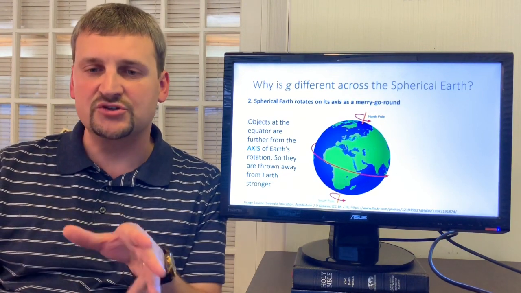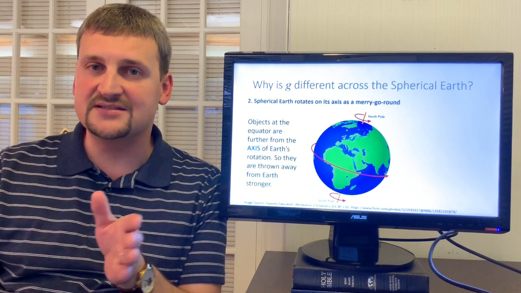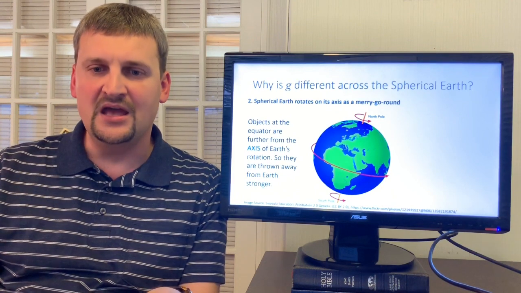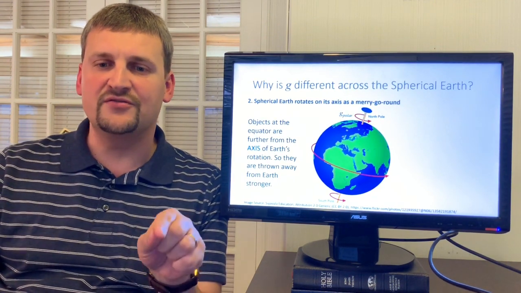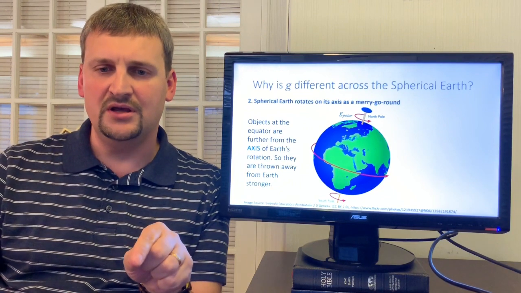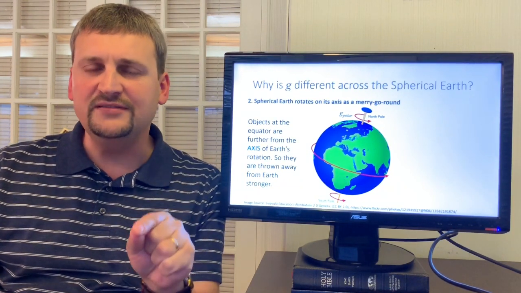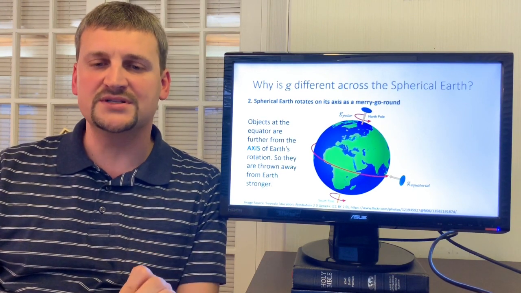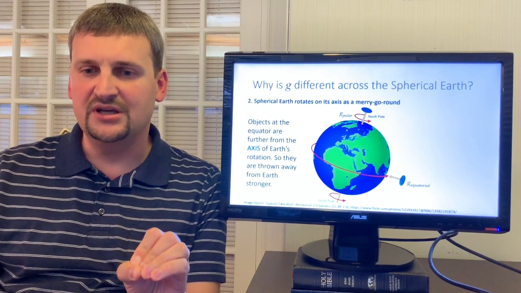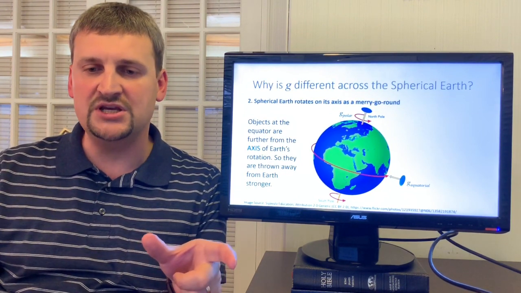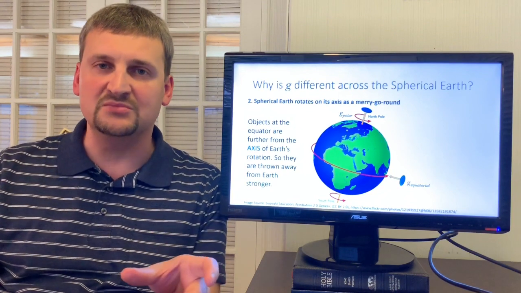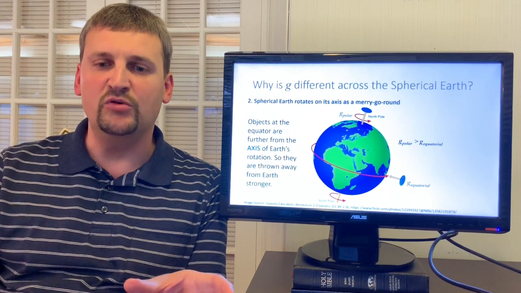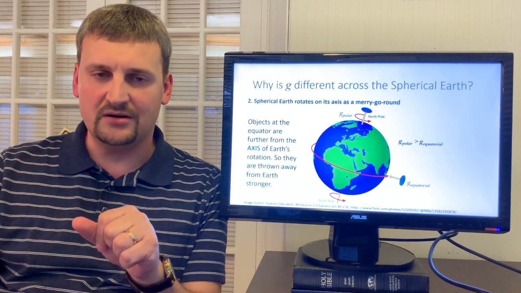So objects at the equator are thrown away from Earth stronger. This throwaway centrifugal force acts against gravity and therefore decreases g. At the poles, this throwaway force is zero because poles are on the axis of rotation. At the equator, the throwaway force has its max magnitude because the distance to the axis of rotation is the greatest possible on Earth. As a result, at the poles, g will be greater than at the equator.